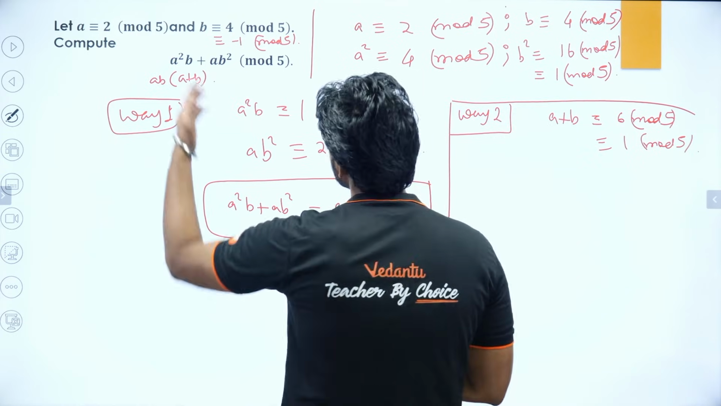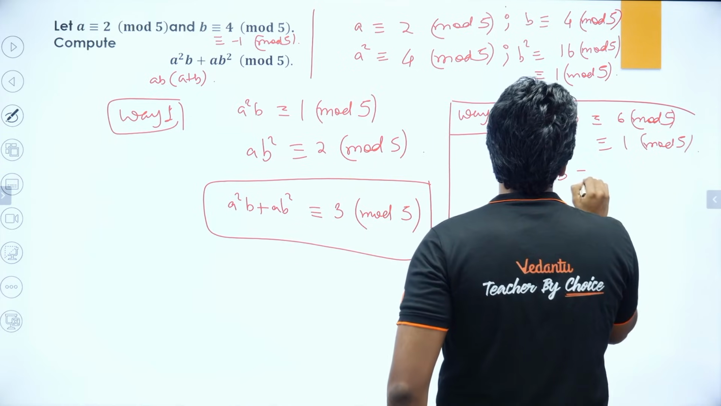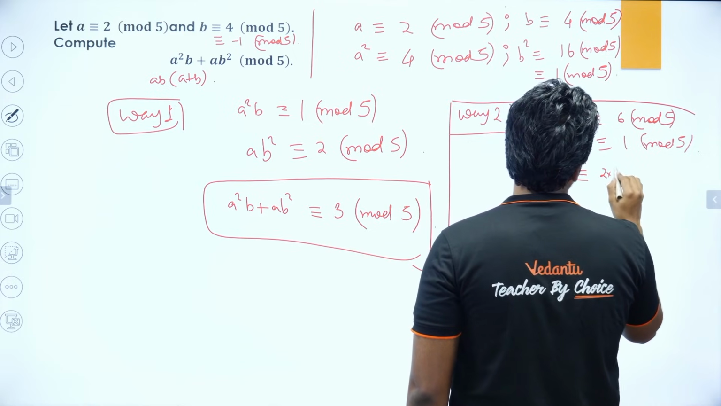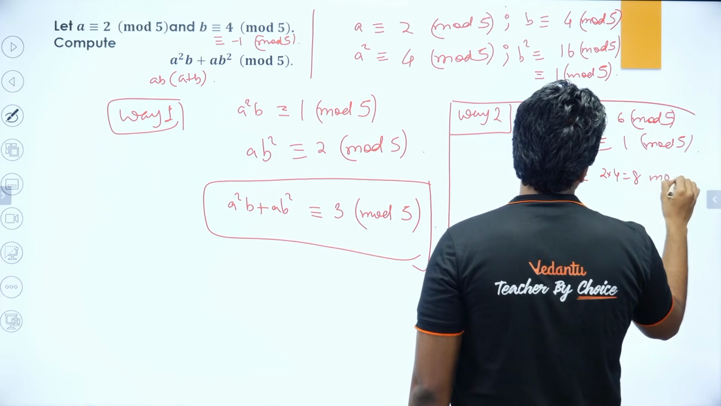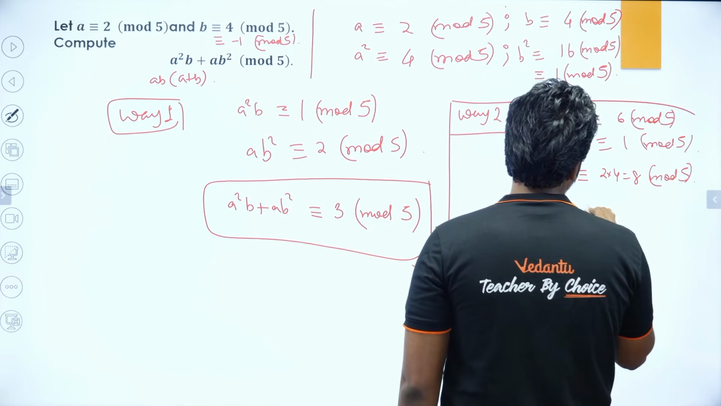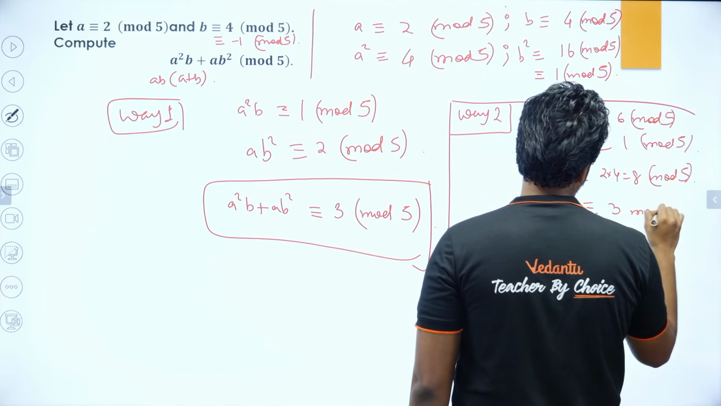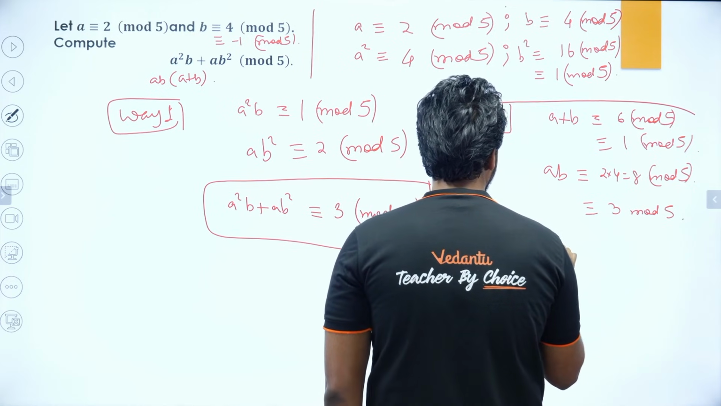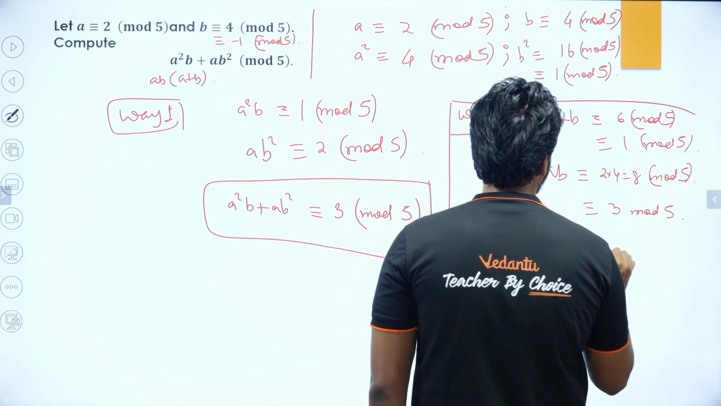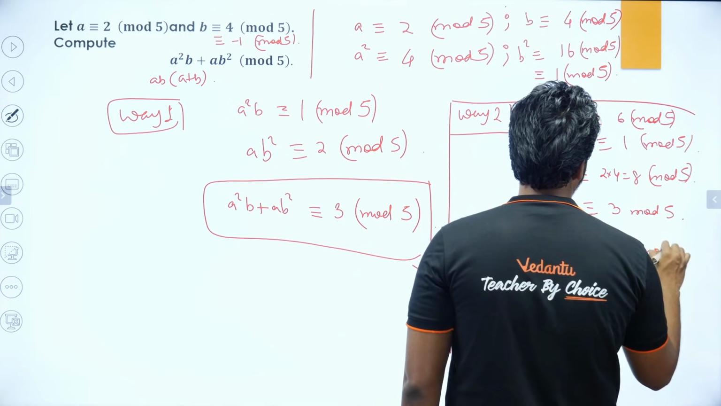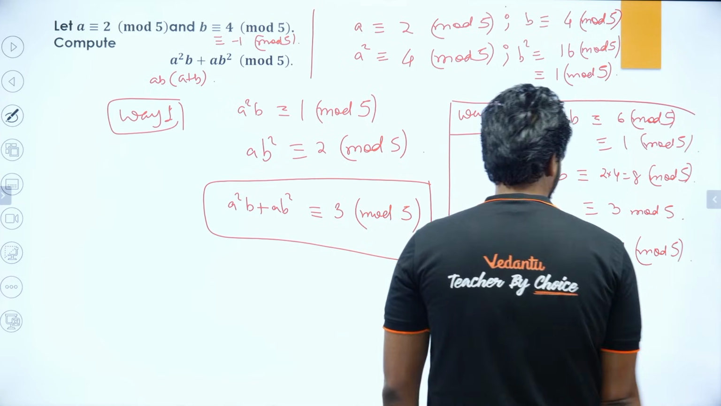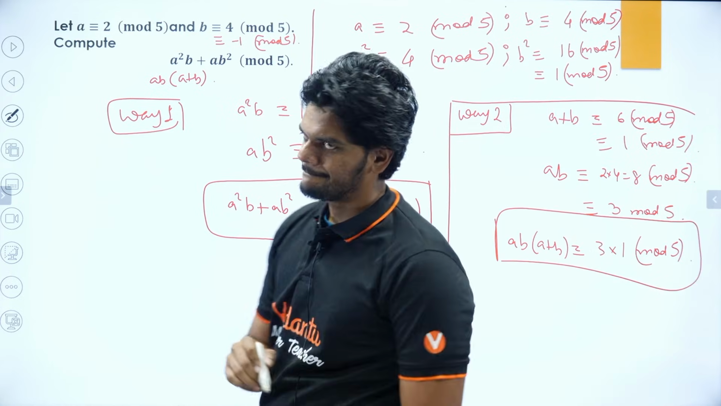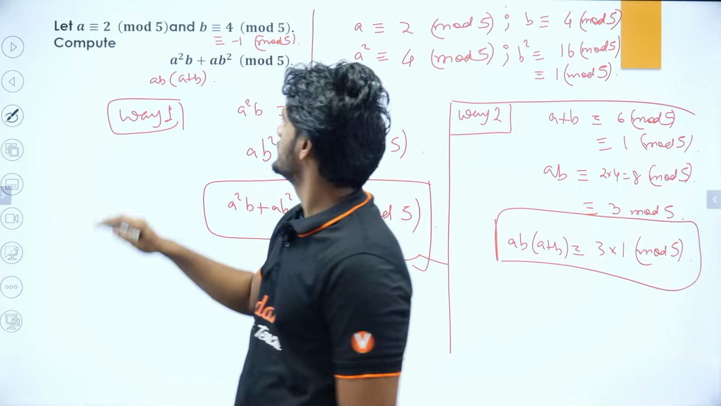Okay. What is AB? AB is congruent to 2 into 4, 8 mod 5, which is 3 mod 5. So AB into A plus B is congruent to 3 into 1 mod 5. So we got the same result. I hope it is clear.